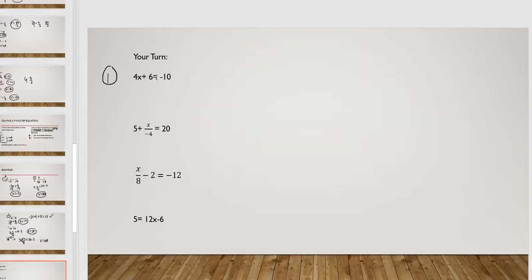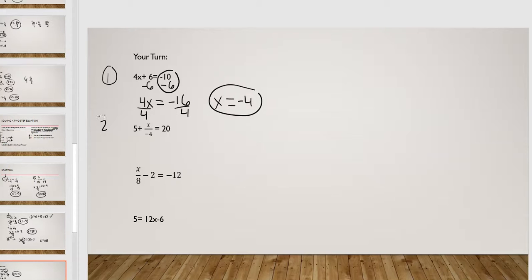So for number 1, we have 4 times x plus 6 equals negative 10. The first thing that we would do would be to get rid of the plus 6 by doing a subtract 6. Now we have 4 times x equals negative 10 plus negative 6, which is negative 16. And then to get rid of the multiplication of 4, we use division. So x equals negative 4.